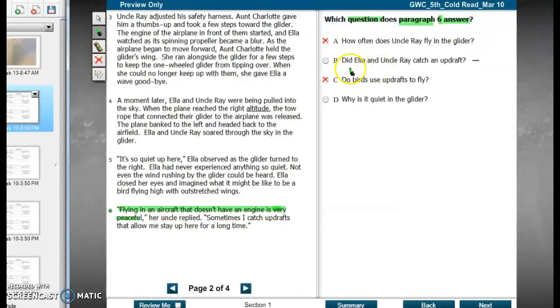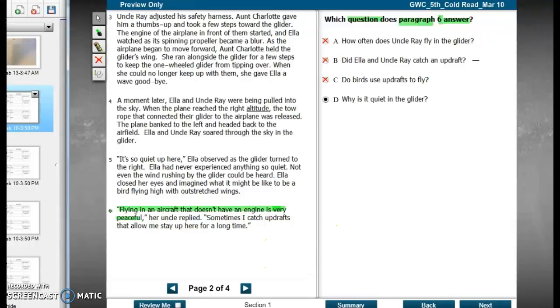Let's look back at B again just to make sure before we choose it. Did Ella and Uncle Ray catch an updraft? Well, it says her uncle replied, sometimes I catch updrafts that allow me to stay up here for a long time. That tells us that it happens sometimes, but it doesn't tell us whether or not it happened on this day when Ella is with him. So B is incorrect. That is how they were trying to trick you. The correct answer is D. Why is it quiet in a glider? It's quiet because it doesn't have an engine.